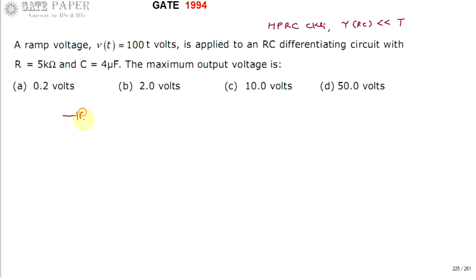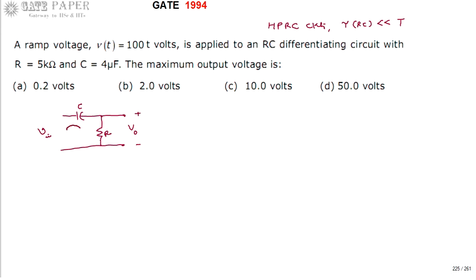A high pass RC circuit is nothing but simply a series RC combination, where you are taking output across the resistor. So if you take output across the resistor of a series RC combination, at that time it acts as a high pass RC circuit. If you take output across the capacitor, at that time it acts as a low pass RC circuit. Now we are going for the high pass RC circuit because it is acting as a differentiator, and we are interested in the maximum output voltage.